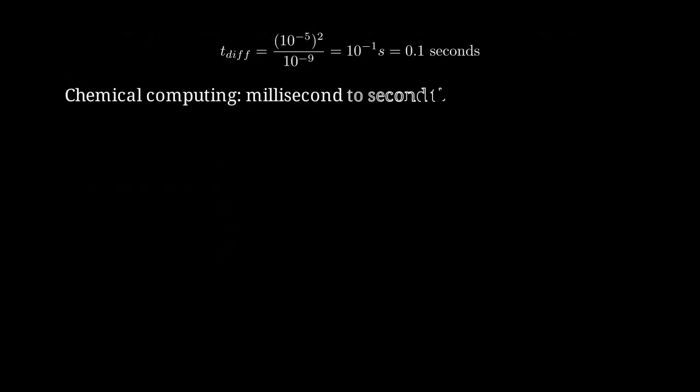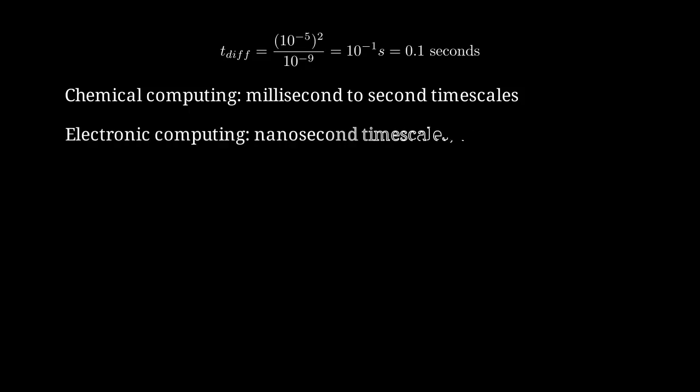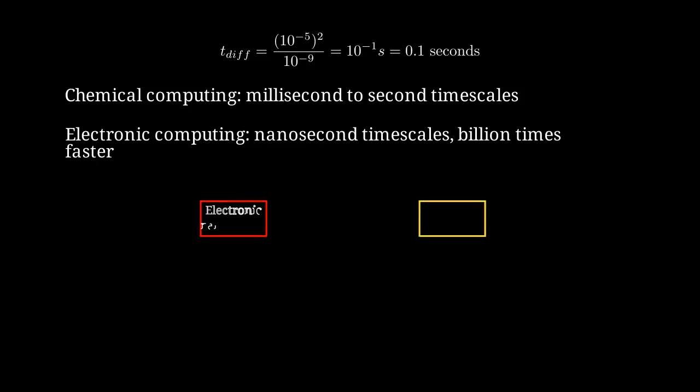Chemical computing operates on millisecond to second timescales, vastly slower than gigahertz electronic processors. Electronic computers work at nanosecond timescales, making them roughly 1 billion times faster than chemical systems. This 9 order of magnitude speed difference is the major challenge for chemical computing. But here's the twist. Chemical computers have a superpower that silicon lacks.